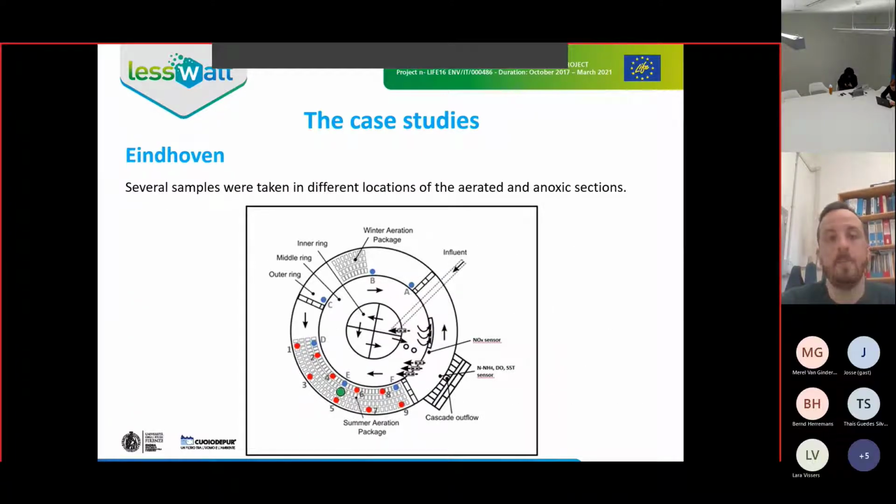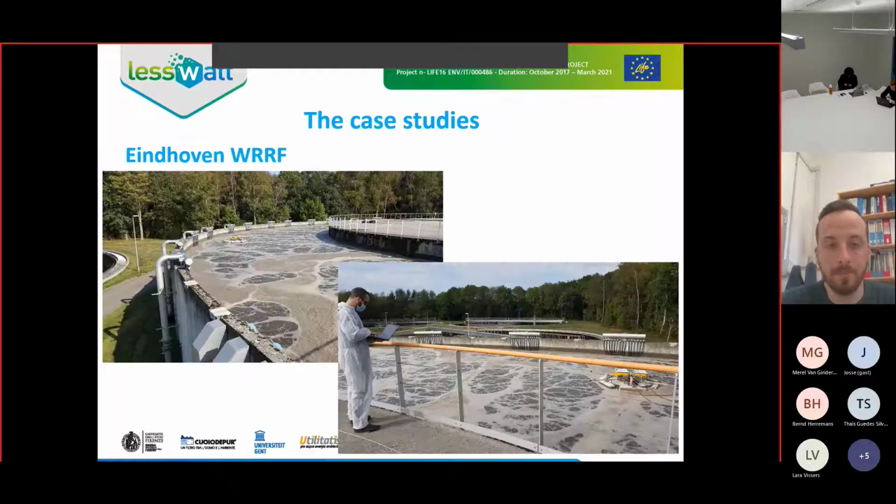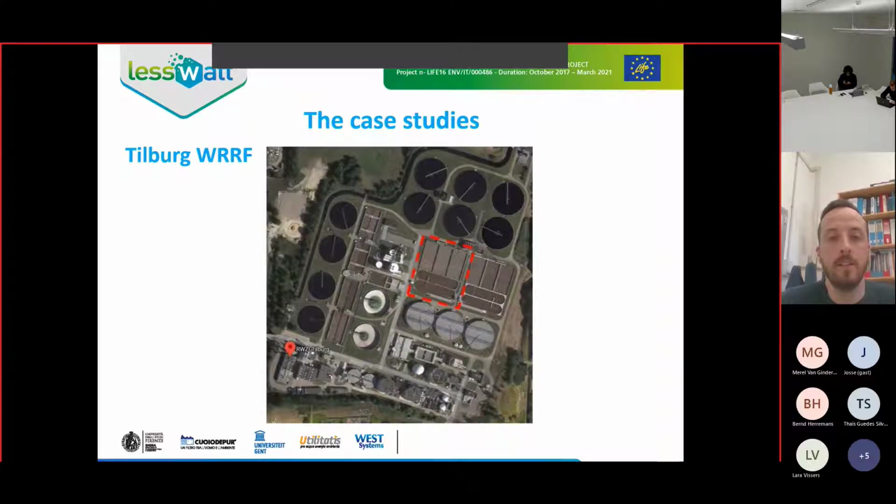Again, several samples were taken in different locations of the aerated and anoxic sections, as you can see in the scheme of the tank. These are some pictures of the measurement campaigns using the LESSDRONE.